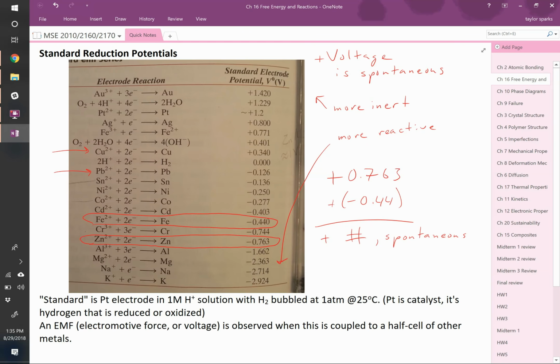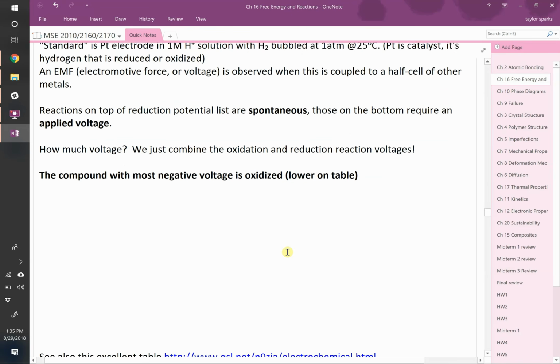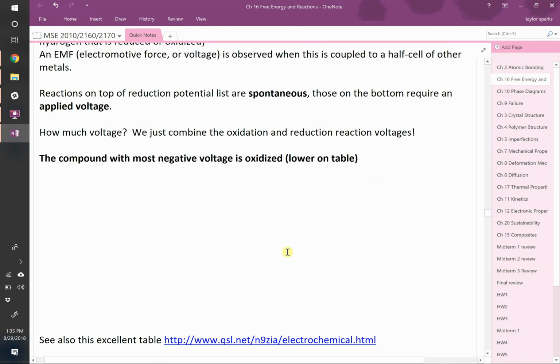This is now a positive number plus a negative 0.44. It becomes an overall positive number. Let's do an example of this, okay? So let's do iron and zinc, right? Iron 2 plus plus 2 electrons is going to form iron metal. And that voltage, the standard reduction potential, we could take it from the table, but that's equal to negative 0.44 volts. Let me make that a little thicker so it's easier to read.